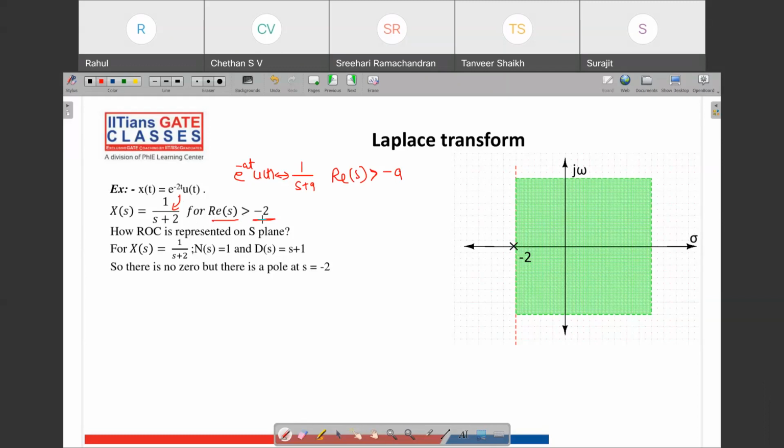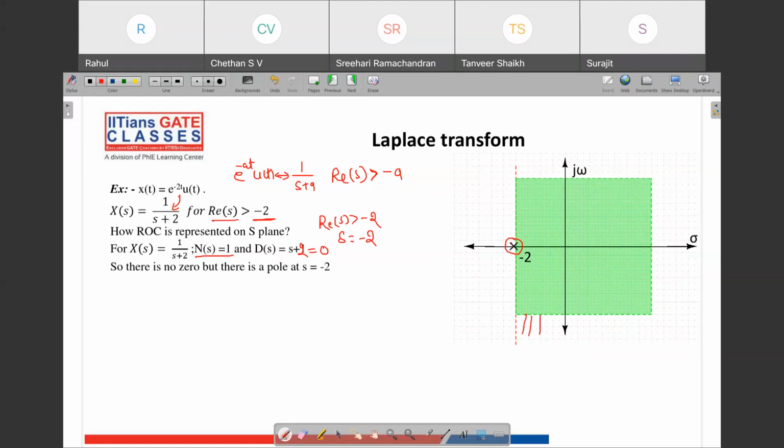Now in this expression again, the numerator doesn't have any zero, but the denominator has one pole. So this is s plus 2 equal to 0. When you calculate the root, it will be equal to minus 2. You see this is a cross sign. This is the point where we have the pole, and the region of convergence is real part of s greater than minus 2. The green highlight that you see here is the region of convergence.